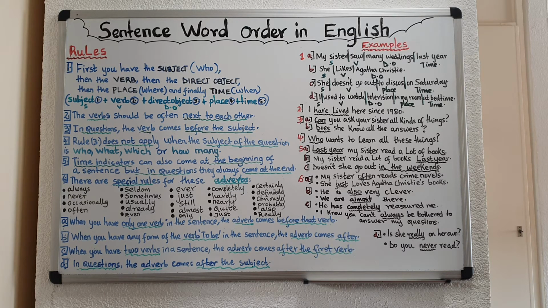Let us look at example 4. Who wants to learn all these things? So you see, who comes first, and in that case, who is the subject of that question. And then what comes next? The verb. So when you want to write a question and begin it with who, what, which, or how many, remember the verb comes immediately after. First you have who, which is the subject of the question, and then you have wants, which is a verb. So in that case, the subject comes before the verb.